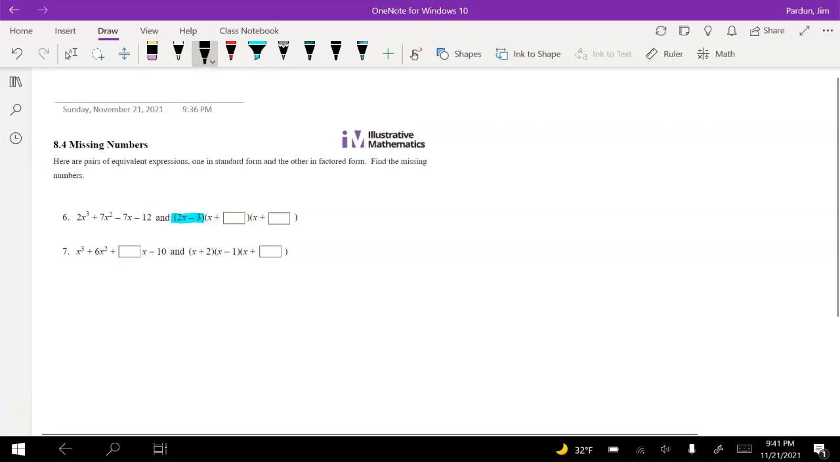So if I want to find the other factors, the first thing I'm going to have to do is take that 2x minus 3 and divide it into the polynomial, the 2x cubed plus 7x squared minus 7x minus 12. Okay, so this will be a good review for those of you who still need some assistance with long division. So I'm going to say here, what times 2x is going to give me 2x cubed? And so I know that that's going to be an x squared.